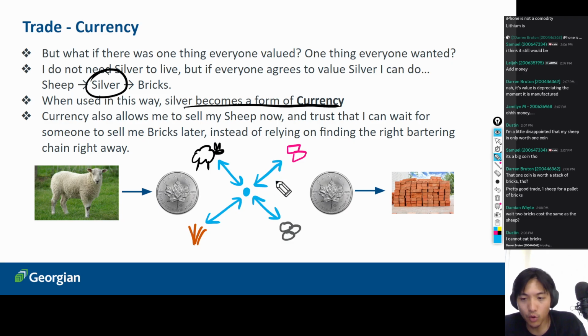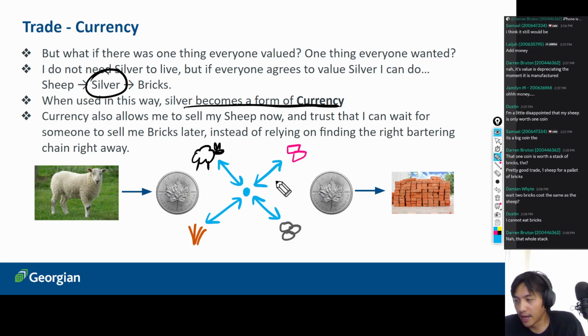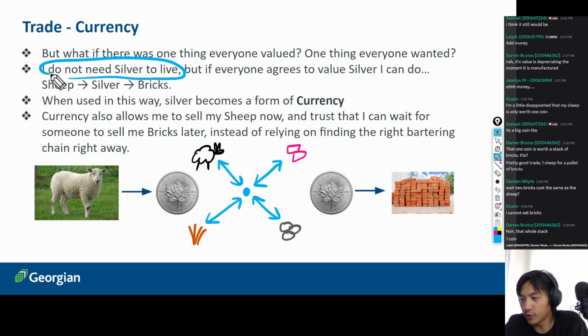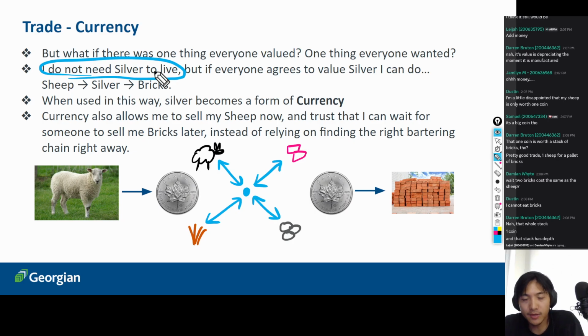It doesn't have to be gold. It doesn't have to be silver. It doesn't have to be anything we can eat. It doesn't have to be anything that actually really has value to me. Like, I don't need silver to live, right? This stamped piece of metal doesn't really help me in any way, except that it's used to trade for all these other things. That's what gives it value, right?